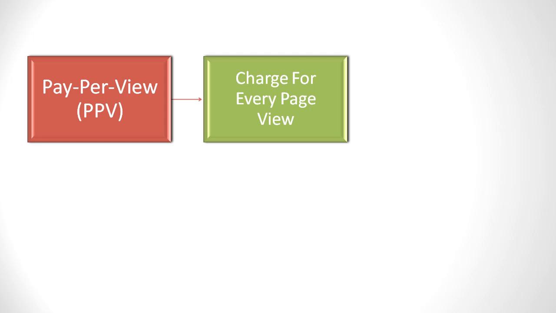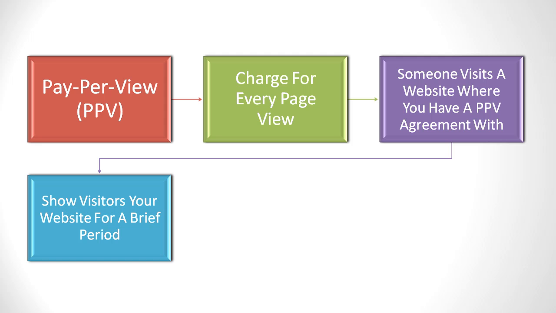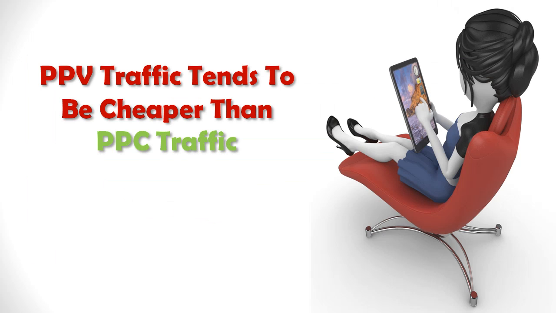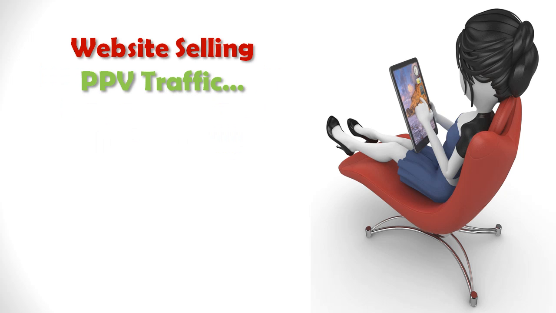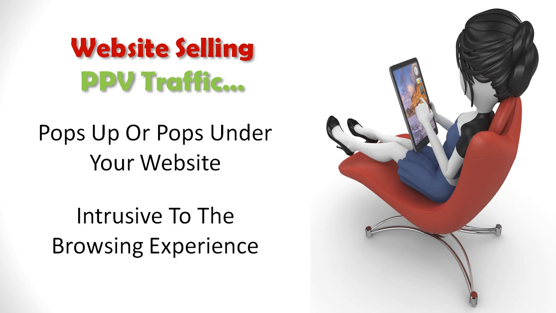Pay-per-view, or PPV. This form of paid traffic charges you for every page view. For instance, when someone visits a website and you have a PPV agreement with them, they will show their visitors your website for a brief time period and charge you for that page view. PPV traffic tends to be cheaper than PPC traffic because it is of lower quality. This is because the website selling the PPV traffic has to pop up or pop under your website on theirs, which can be intrusive to the browsing experience.